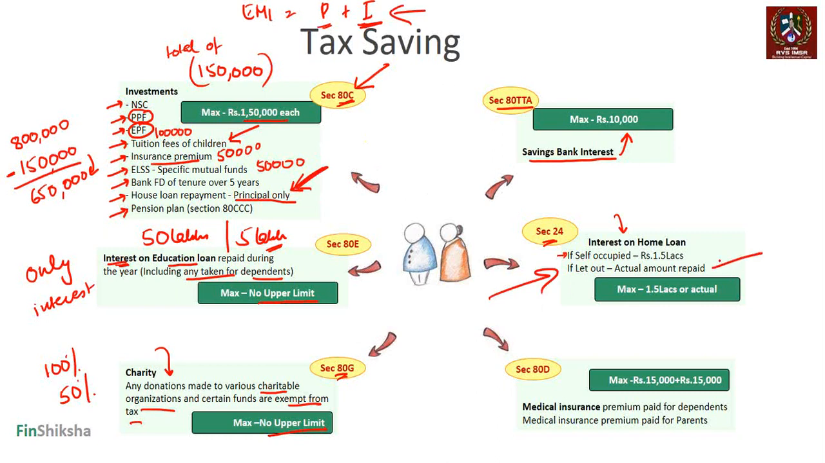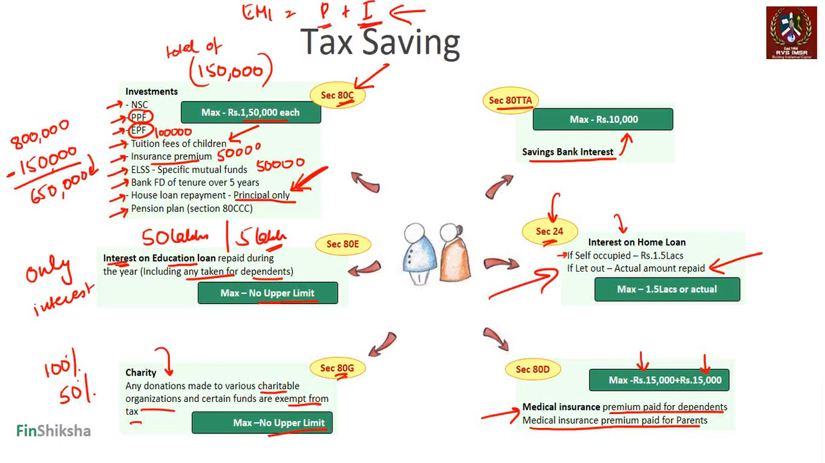If it is let out, then the actual amount repaid, there's no limit essentially, right? That will get adjusted under section 24 when you're calculating taxable income. Finally, medical insurance. Medical insurance premium paid for dependents or self. Medical insurance premium paid for parents. So for yourself and spouse and dependents, 15,000 is available. For parents, another 15,000 is available if you buy. So this gets adjusted straight away. It gets knocked off from your total taxable income.